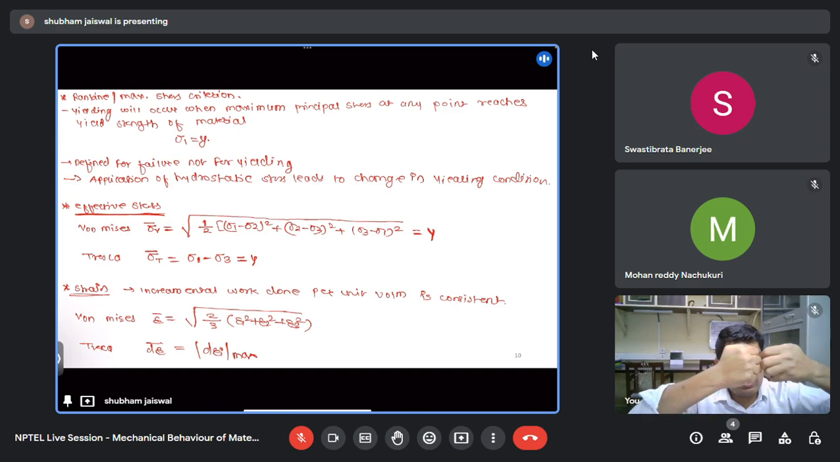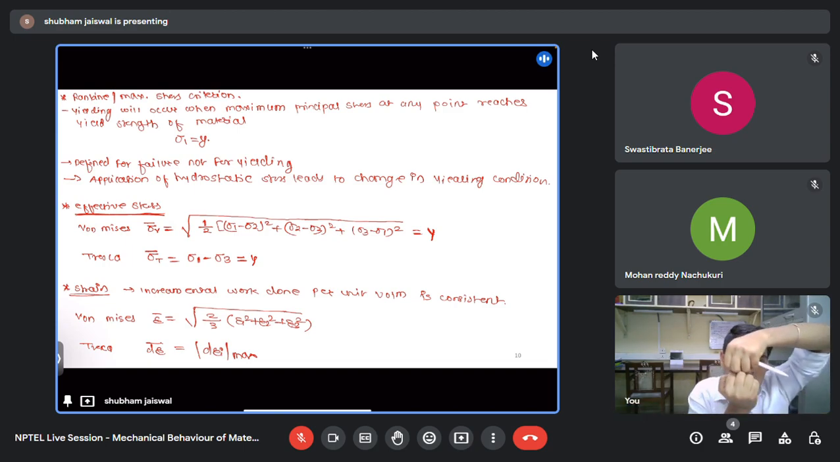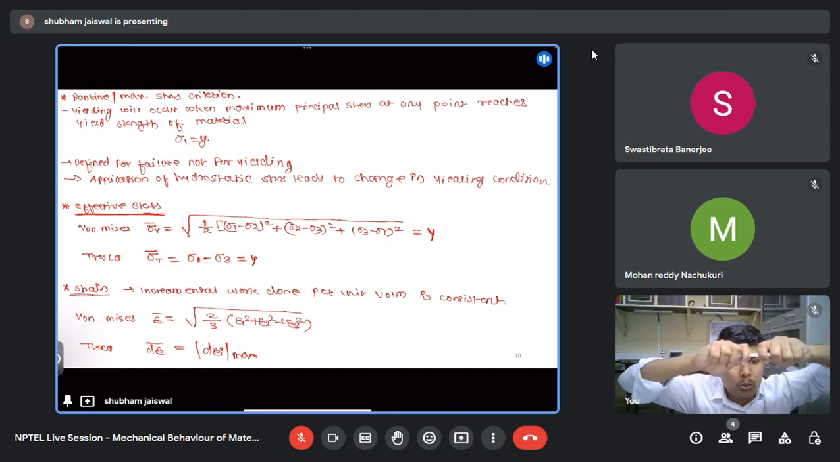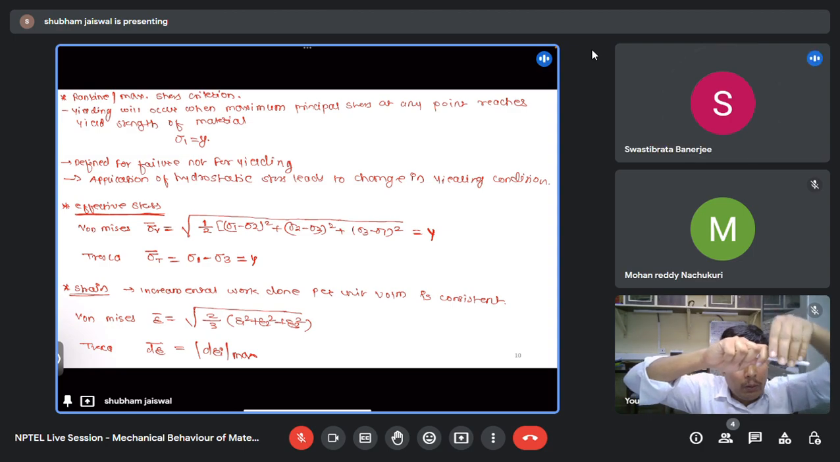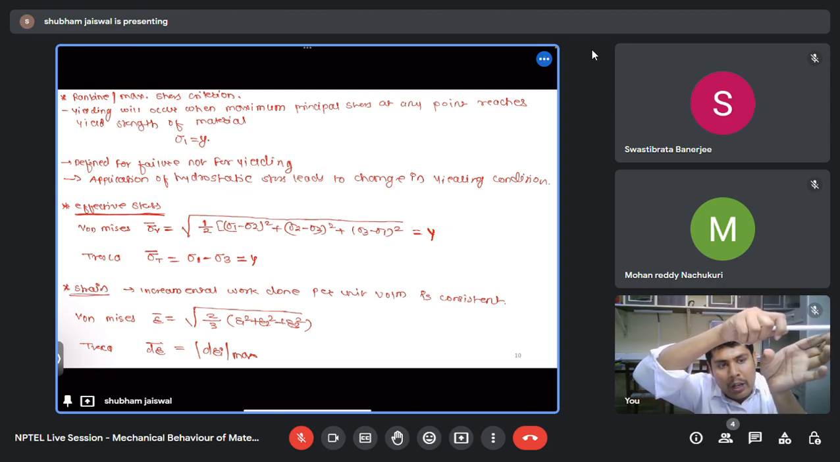Okay, suppose I am pulling from this side and pulling from this side, so what will happen? This will try to stretch the material in this direction and it will try to compress the material in this direction. Is it not? Yeah, definitely, sir. Yeah, and when I pull it from the y side, it will try to stretch the material in this direction and it will try to compress the material in this direction.